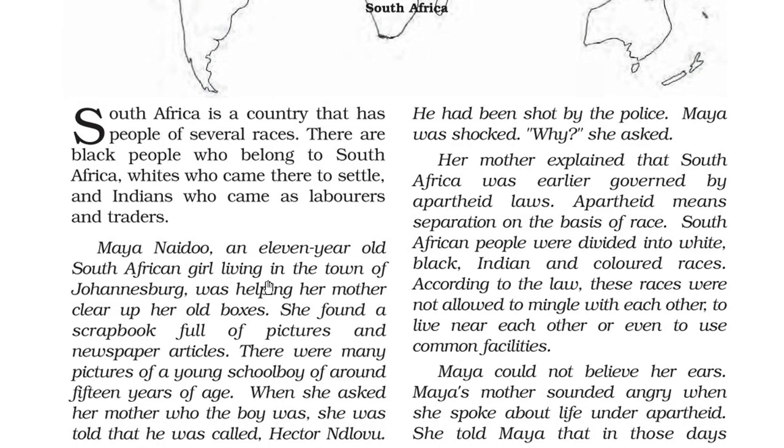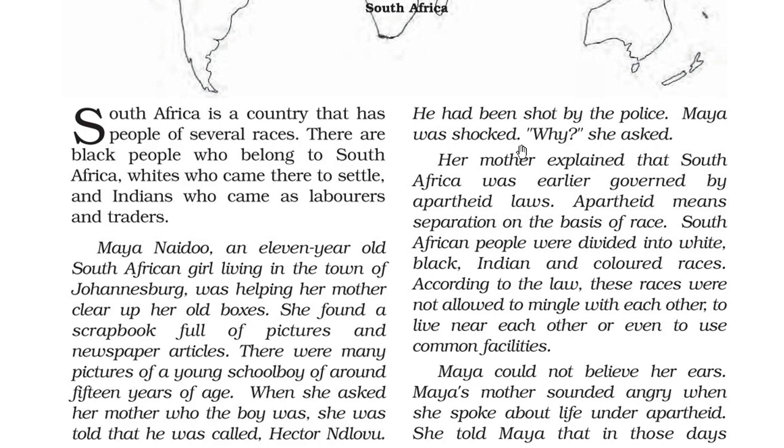Maya Naidu, an 11-year-old South African girl living in the town of Johannesburg, was helping her mother clear up her old boxes. She found a scrapbook full of pictures and newspaper articles. There were many pictures of a young schoolboy of around 15 years of age. When she asked her mother who the boy was, she was told that he was called Hector Lovu. Now, he had been shot by the police.